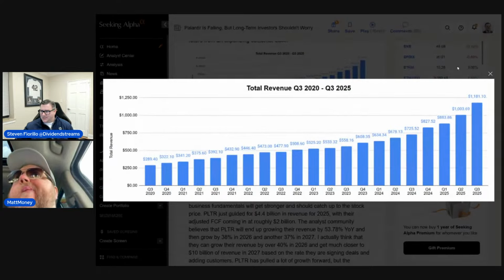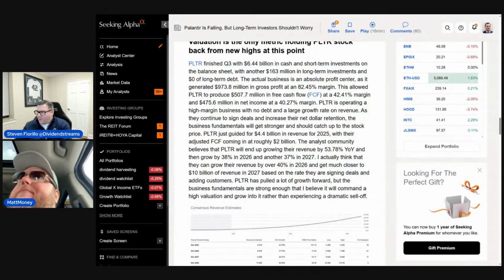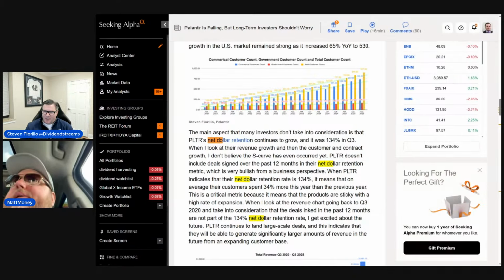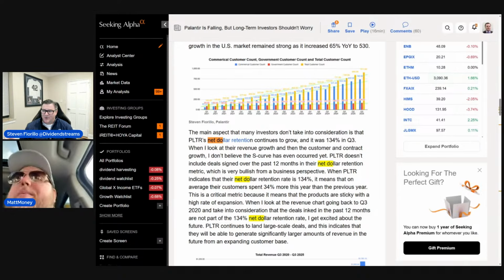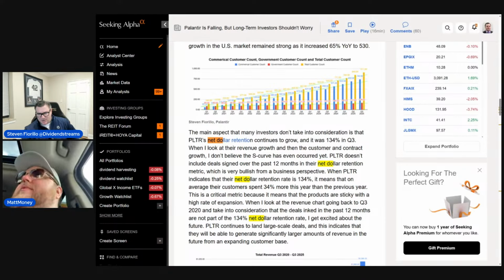They have a net dollar retention rate, I believe 132 or 134%. Hold on. 134% net dollar retention. And what that means is, and keep in mind, there is not a single deal included in this number over the past year. They haven't even begun to monetize all these contracts within a year. So they could really, and when I say S curve, I'm not talking about the stock price. I'm talking about the underlying business fundamentals of the company.